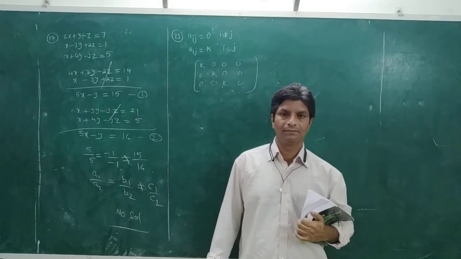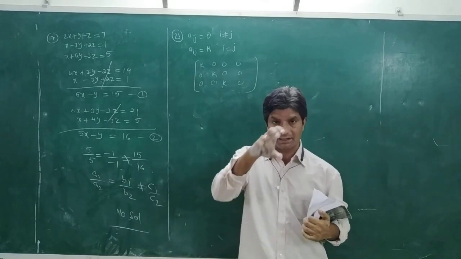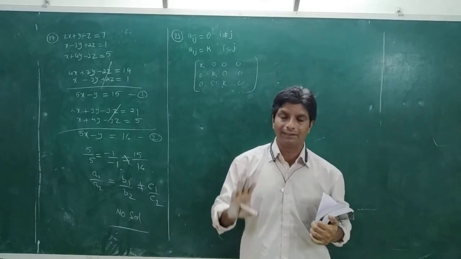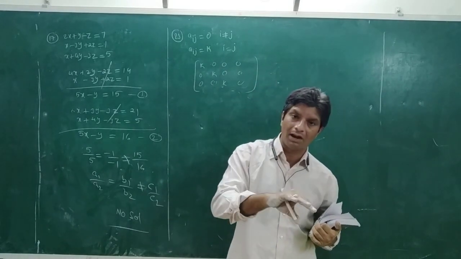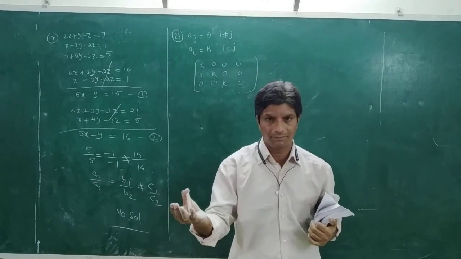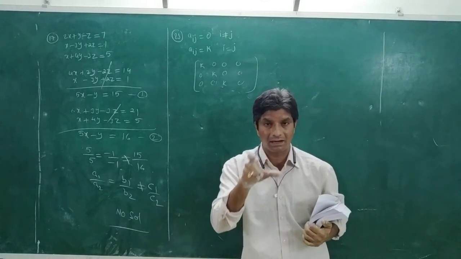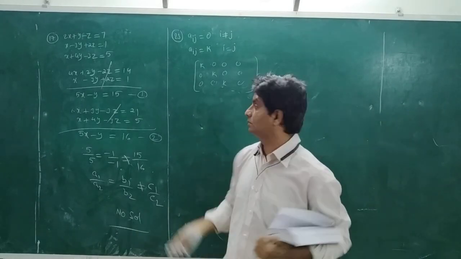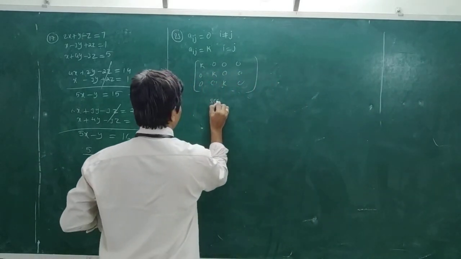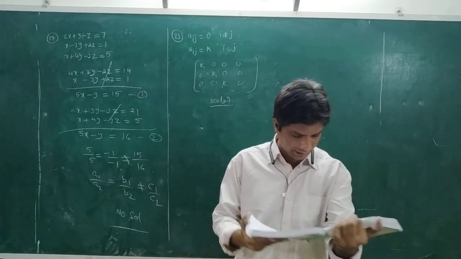Diagonal matrix means every element in the principal diagonal is non-zero and the remaining elements are zeros. The elements in the principal diagonal may or may not be equal. What is a scalar matrix? Every element in the principal diagonal must be non-zero and they are all equal, and the remaining elements are zeros. So what is the answer? Answer is scalar matrix. Right.